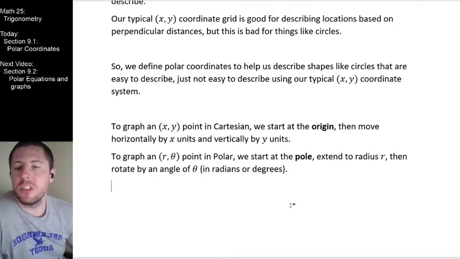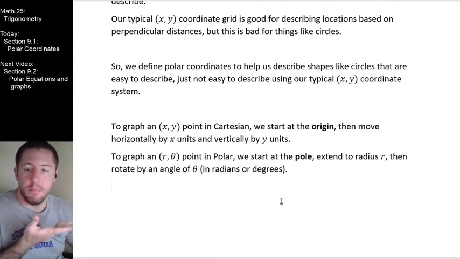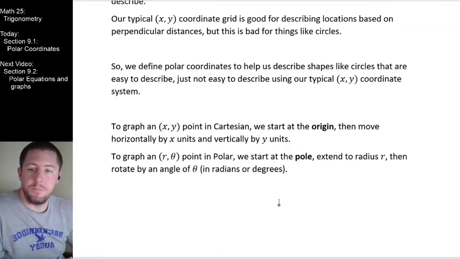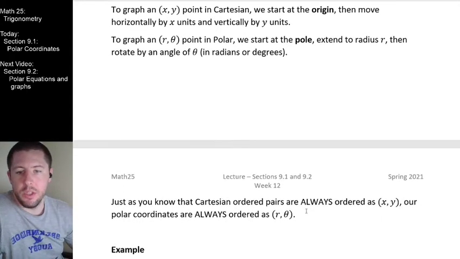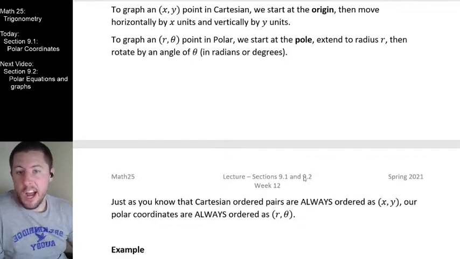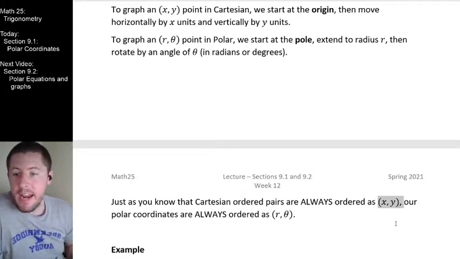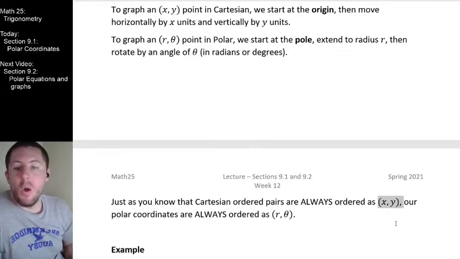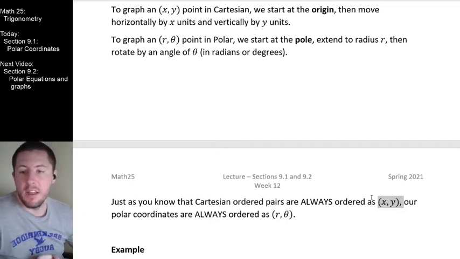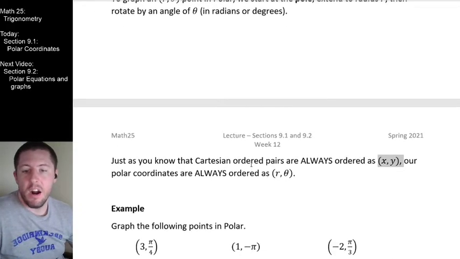So we're just describing how to get to the points differently, although we still are going to be able to describe Cartesian points using polar and polar points using Cartesian. This is just a different way to describe how to get to a location. And just a quick reminder here, just as every single ordered pair that you've ever seen in your life has always been x comma y, it is also equivalently consistent that we are always going to order our polar ordered pairs as r comma theta, our radius first and our angle second.